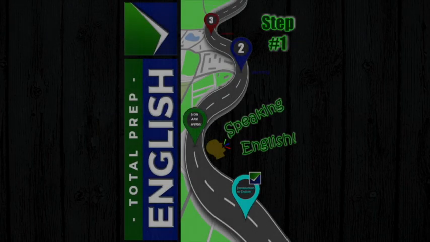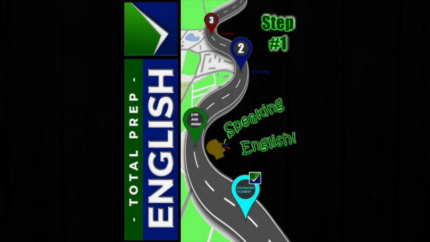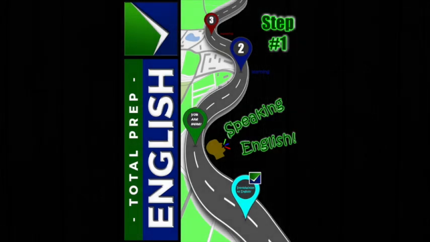Page 91. Lesson 23. Future, weather, and seasons. Yesterday, today, and tomorrow. Future tense sentence structure: subject, action, complement, place, time.